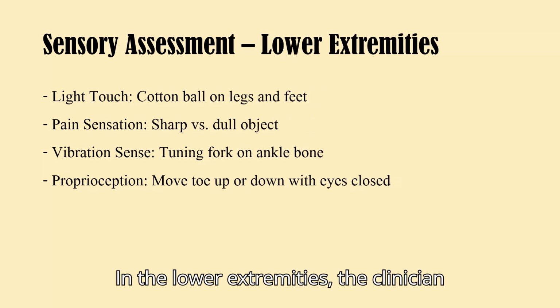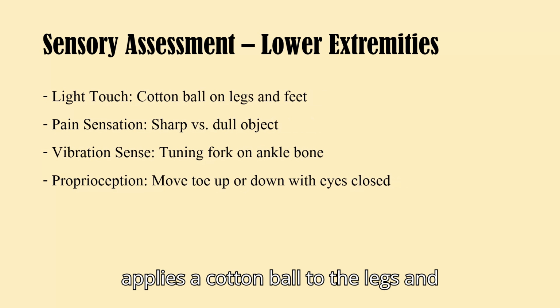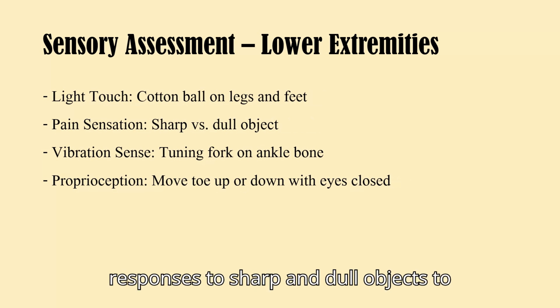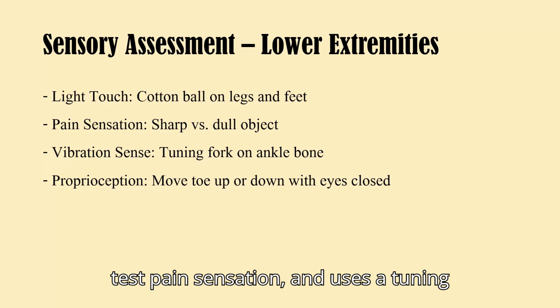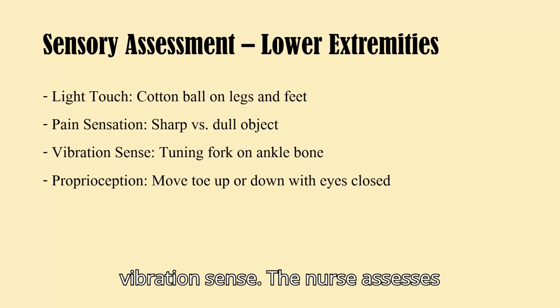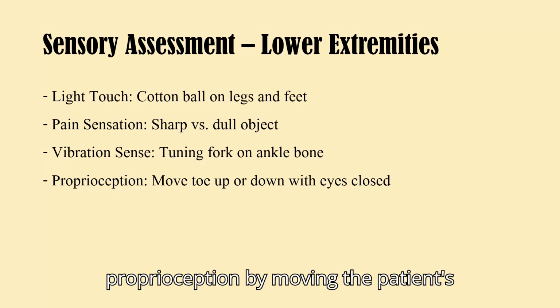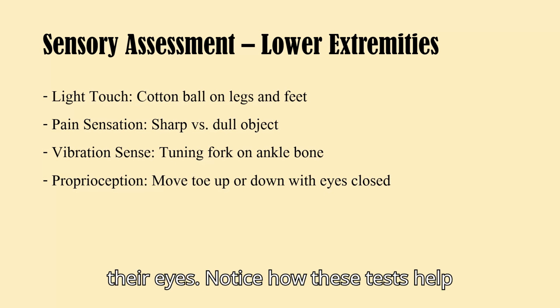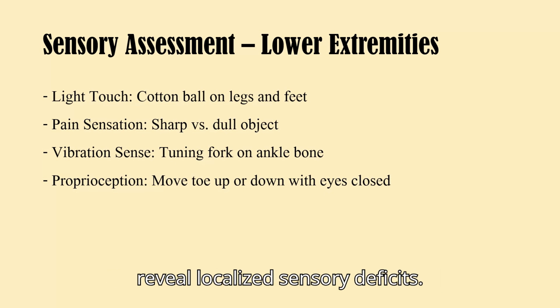In the lower extremities, the clinician applies a cotton ball to the legs and feet to assess light touch, compares responses to sharp and dull objects to test pain sensation, and uses a tuning fork on the ankle bone to evaluate vibration sense. The nurse assesses proprioception by moving the patient's toe up or down while the patient closes their eyes. Notice how these tests help reveal localized sensory deficits.